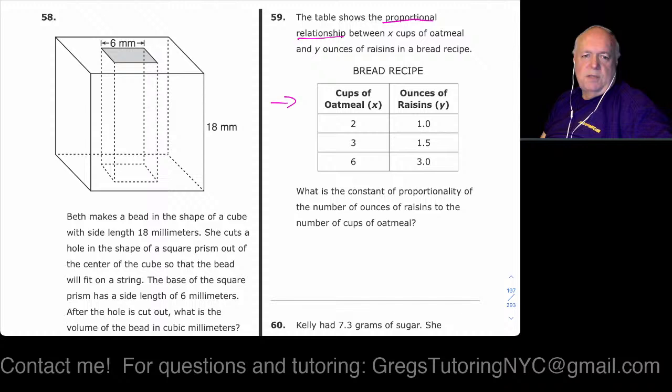We have a bread recipe. We have oatmeal. We have raisins, and they're giving us X and Y here. Okay. Normally there's a table where there's an input and then the Y becomes the output. Okay. And we know normally Y equals something. So that's kind of a hint there as well.